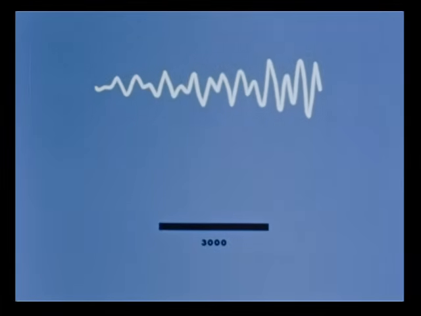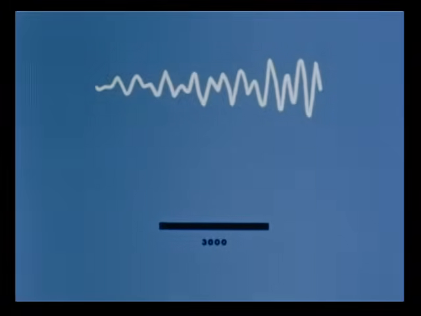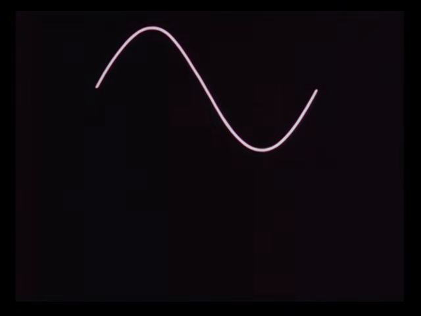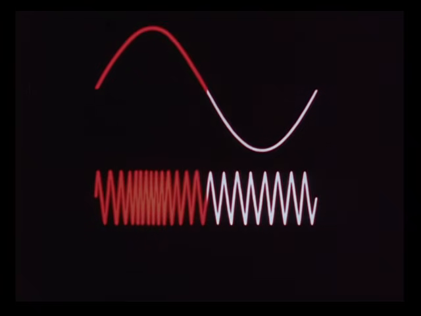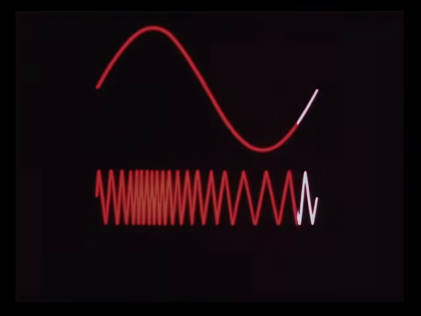To understand how this information is transmitted, let's return to our 500 cycle waveform. To facilitate transmission, we frequency modulate a carrier wave. Here's what happens. When the waveform is positive, the carrier bunches together. This process produces a sum frequency. When the waveform swings negative, the carrier is expanded. This process produces a difference frequency.